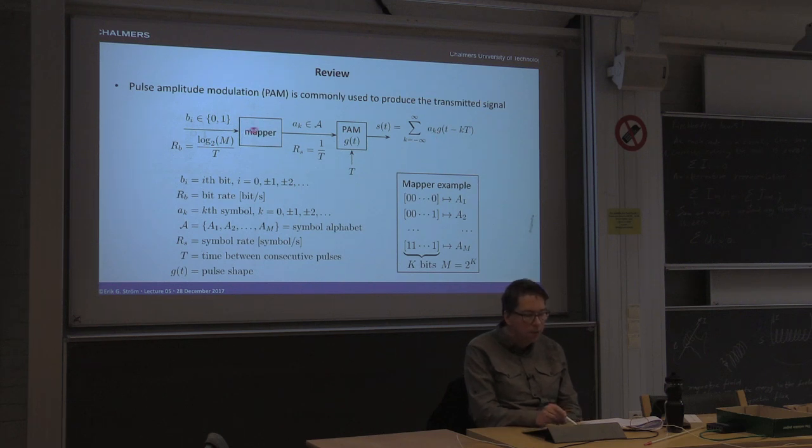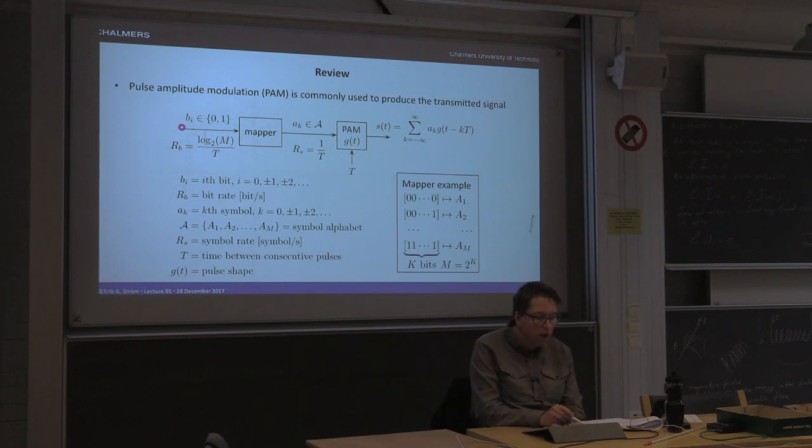Okay. The only purpose of this mapper is to take some bits and represent them with an amplitude. So if we want to take capital K bits, then we need capital M equals 2 to the power of K possible amplitudes. And then the mapper is just a table where we list all the bit patterns and how they map onto the corresponding amplitudes. We will talk later on about how to choose these amplitudes and the importance of that mapping. For the time being, we just assume that we have some type of mapping here.